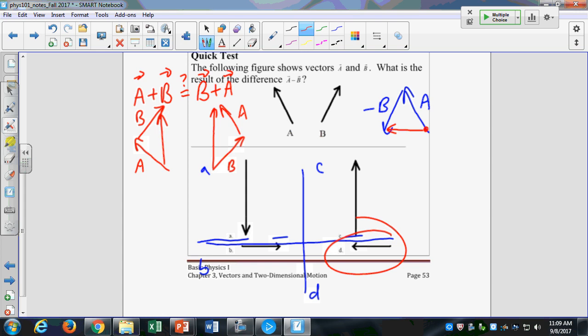Commutative. Yeah, commutative. I think it's commutative. I'm not sure yet, but a math major doesn't know it, a physics professor doesn't know for sure, so we're okay.